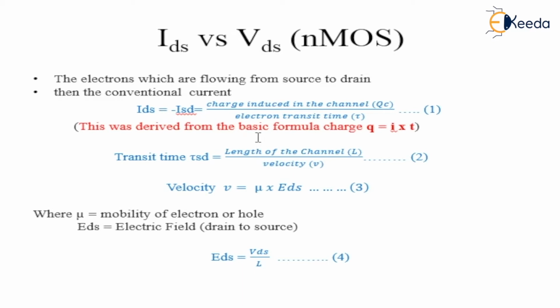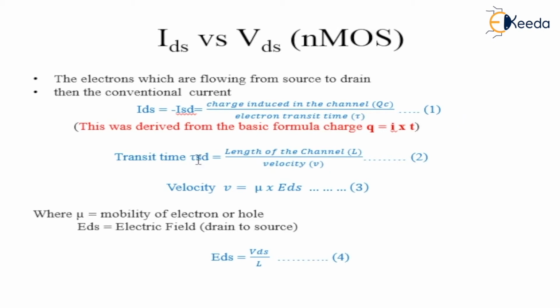Let us recollect our basic electrical formulas. We know the charge formula Q is equal to I into T, which you studied in earlier semesters. From this equation, can I write I is equal to Q by T? The same thing I have written here: IDS is equal to Q by T, where Q is the charge induced in the channel, QC, and T implies the electron transit time. Consider this as equation number 1.